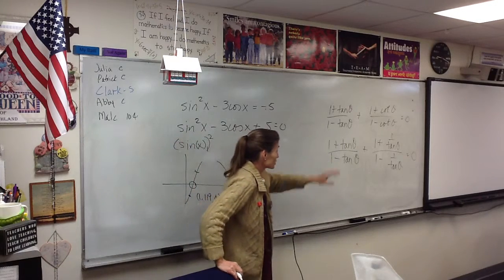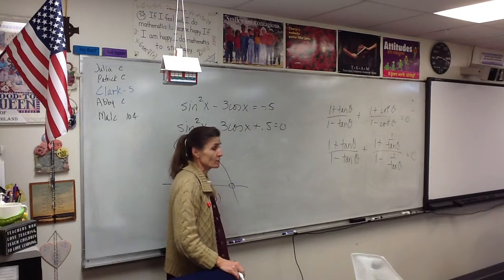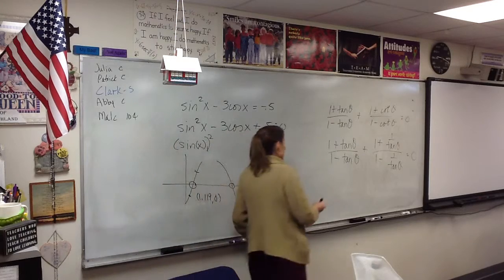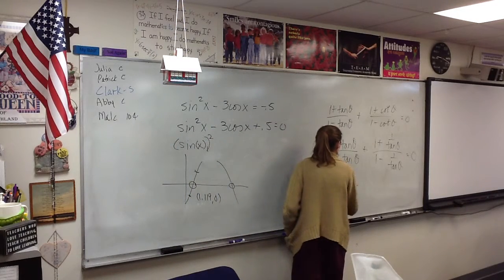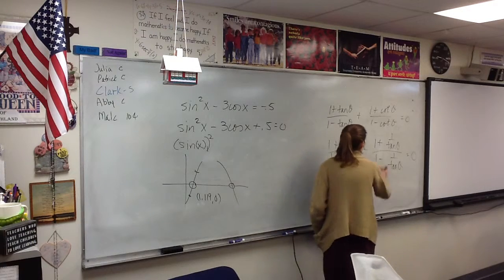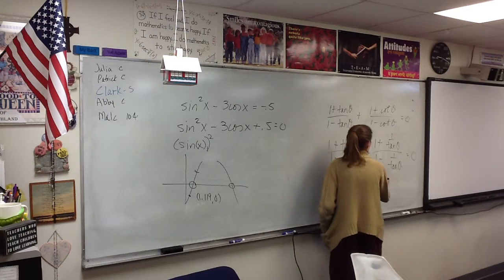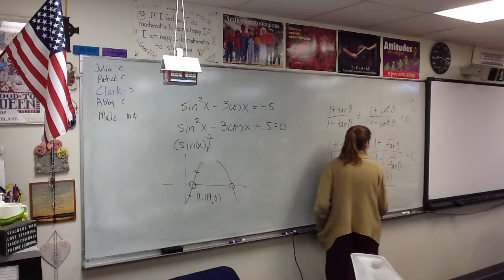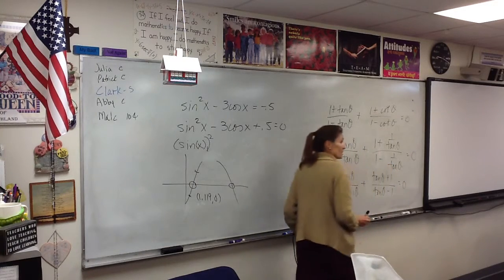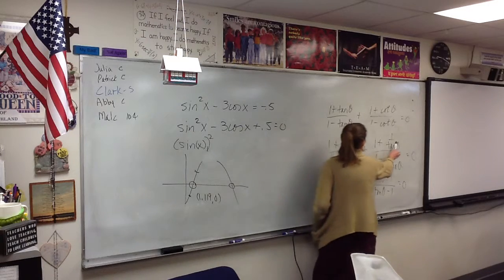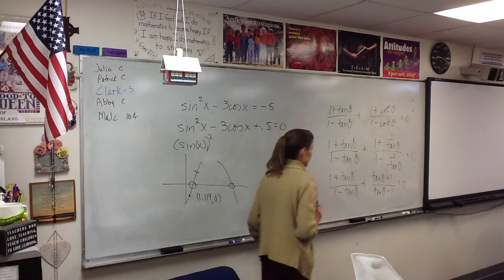But that second fraction is a disaster, so what are you going to do with it? Multiply everything just in that fraction by tangent. So if I do that, I'll have tangent plus 1 over tangent minus 1. Would everybody agree with that? If I multiply by tangent, tangent, tangent, tangent.